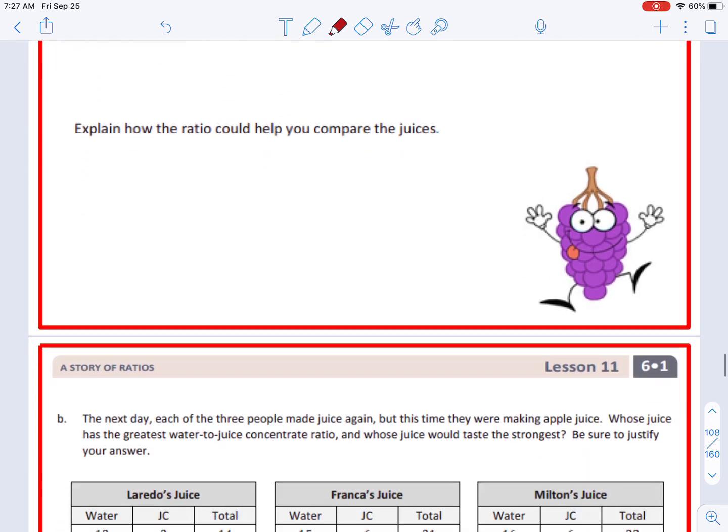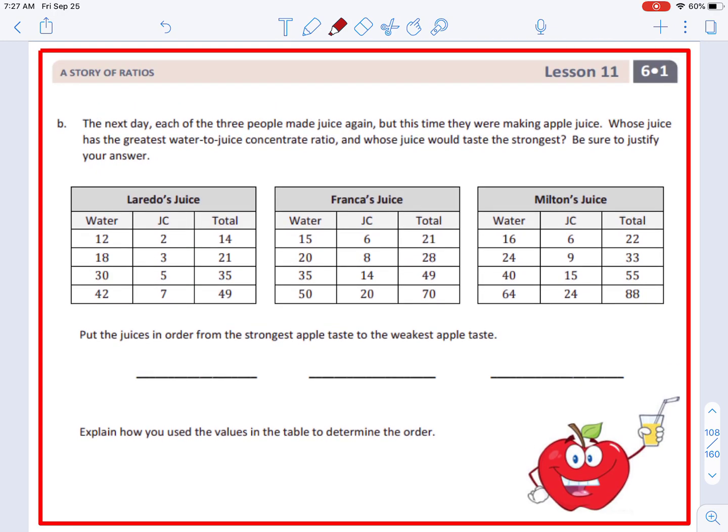Okay, let's move on. So letter B says the next day each of the 3 people made juice again, but this time they were making apple juice. Whose juice has the greatest water to juice concentrate, and whose juice would taste the strongest? Same thing here. Pause the video and try to do this one on your own, and then we'll go over it after you finish it.